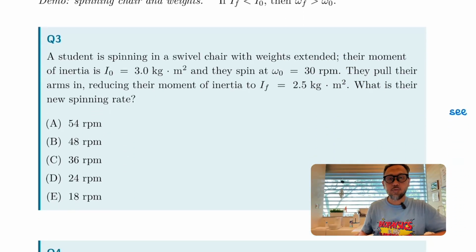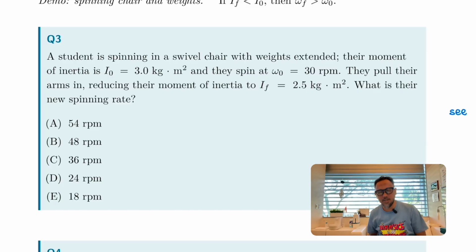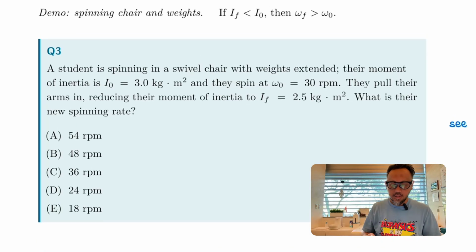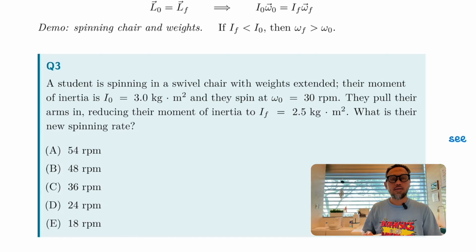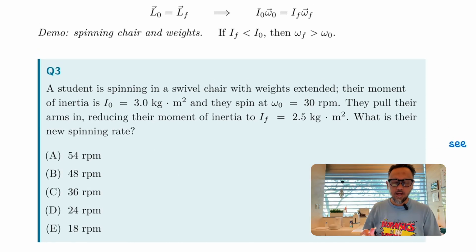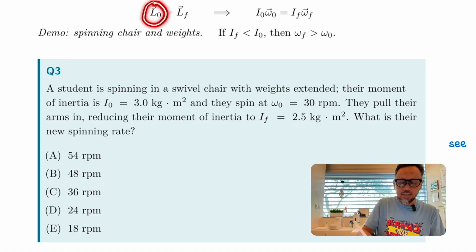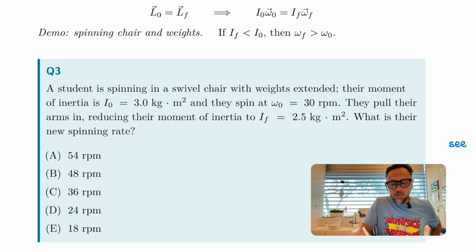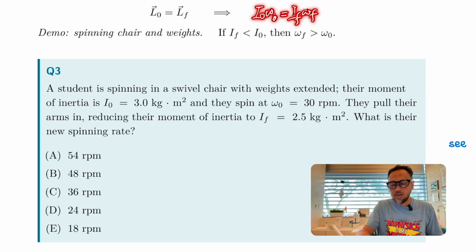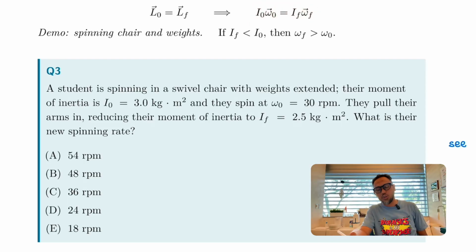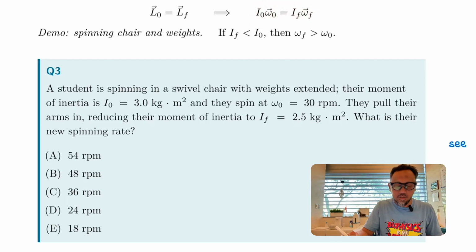Next, let's do a practice problem. This is a fairly straightforward problem. Here we will do conservation of angular momentum. Basically, the angular momentum before is equal to the angular momentum after. So I naught times omega naught is equal to I final times omega final, where I is the moment of inertia and omega is the angular speed.